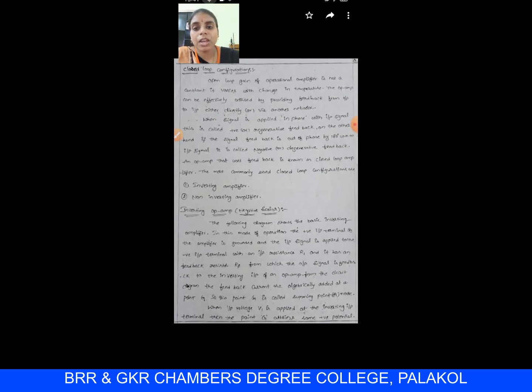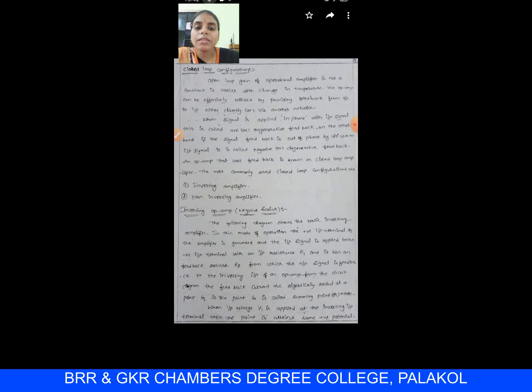Next type of configuration is the closed loop configuration. The open loop gain of an operational amplifier is not constant, it varies with a change in temperature. The op amp can be effectively utilized by providing feedback, that means a connection from output to input, either directly or via other devices or networks. That is nothing but feedback. That type of configuration is a closed loop configuration.